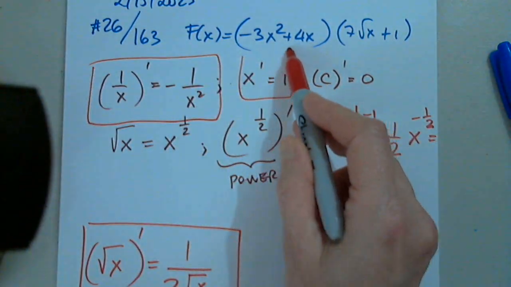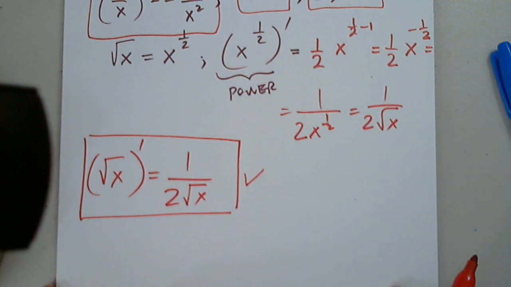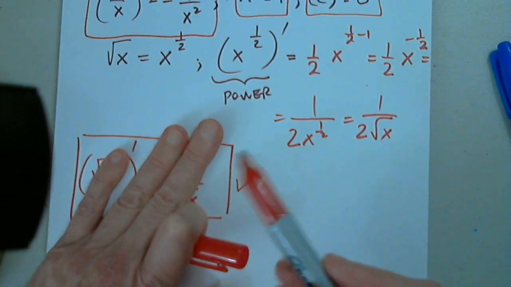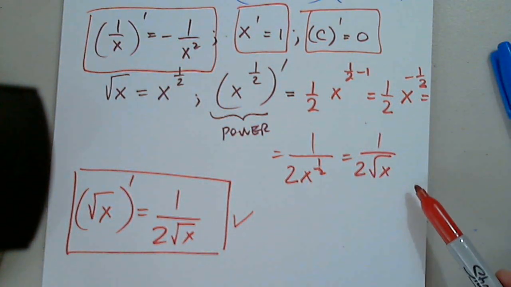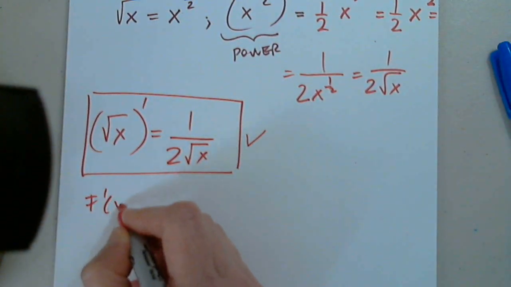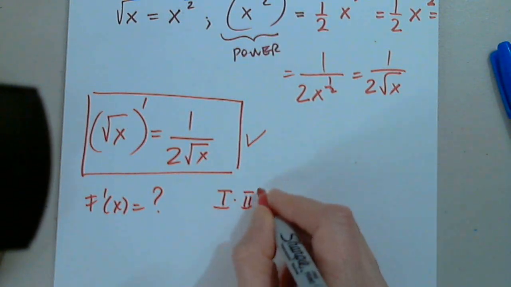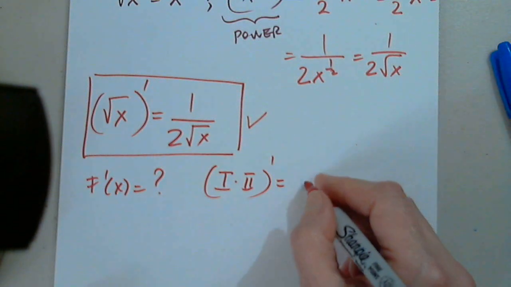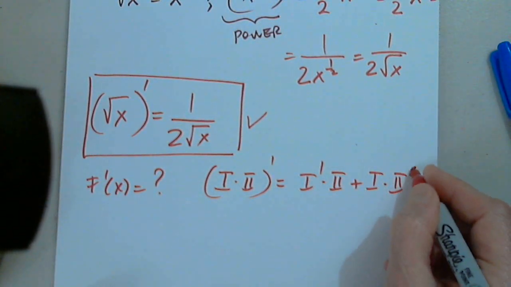Okay, so this is carved in stone. And now this one. So all we need to do, in case you forget, is change it into a power and then use the power rule. Great job. So now we are ready for f prime of x. And remember, 1 times 2 prime. Write the formula till you get used to it. 1 prime times 2 plus 1 times 2 prime.